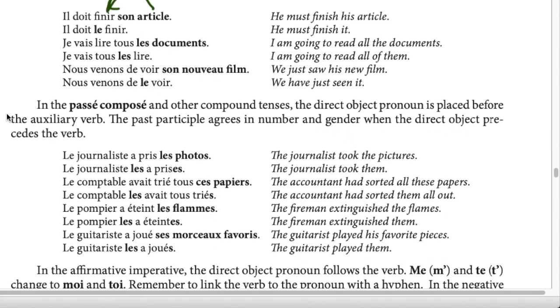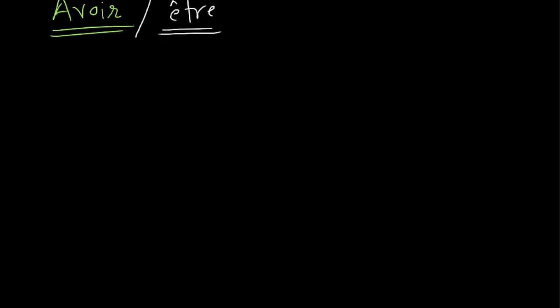Now, passé composé. And this is where we need to revise a little bit again. Usually, when you use avoir as the auxiliary verb, the past participle doesn't match with the gender and number of the subject. And when you use être as the auxiliary verb, the past participle usually matches with the gender and number of the subject. But in the case of avoir, we have a couple of exceptions.